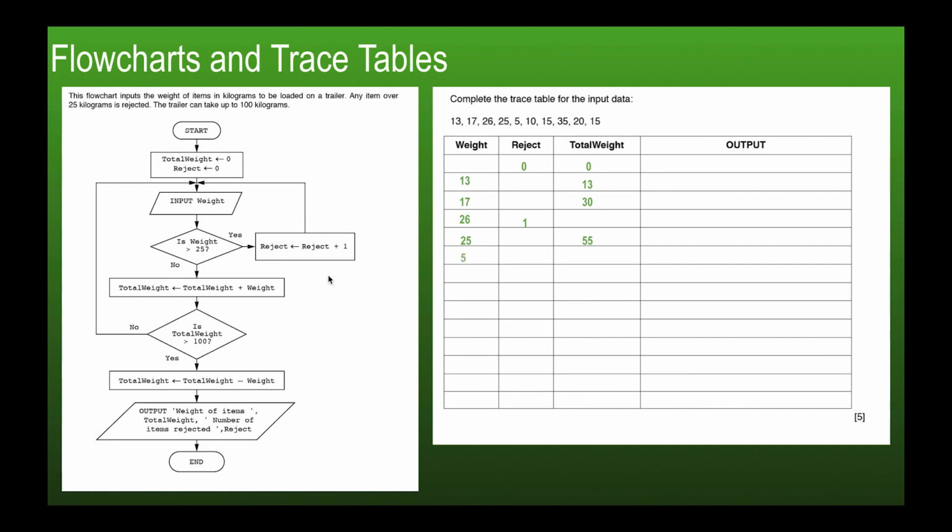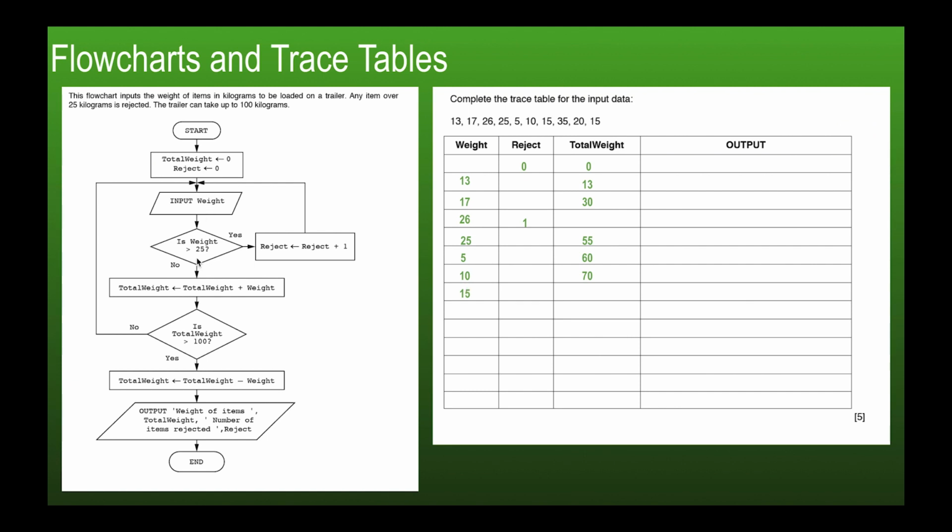Next weight is 5. So is 5 greater than 25? Nope. So we're going to add 5 to 55. Our new total weight is 60. Is it greater than 100? No. Back around to here. Next weight is 10. Is 10 greater than 25? No. Add 10 to the total weight. We're up to 70. Is it greater than 100? It is not. Next input, 15.